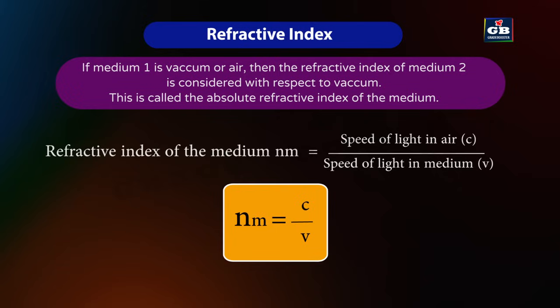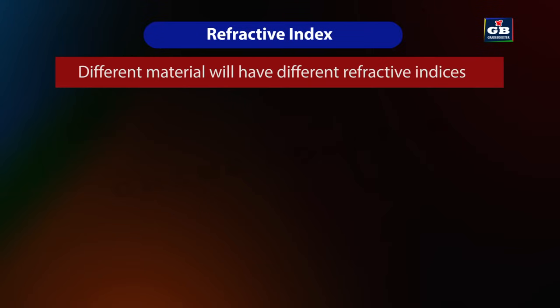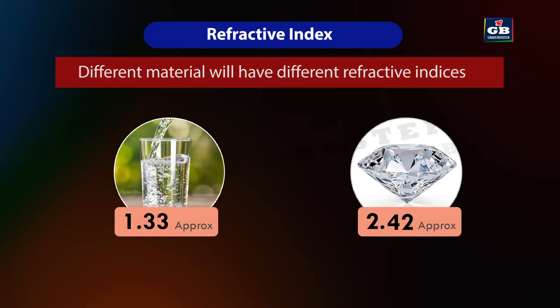If c is the speed of light in air and v is the speed of light in the medium, then the refractive index of the medium nm is given by nm equals speed of light in air by speed of light in medium, that is c by v. Different materials have different refractive indices. For example, the refractive index of water is approximately 1.33, while the refractive index of diamond is approximately 2.42.